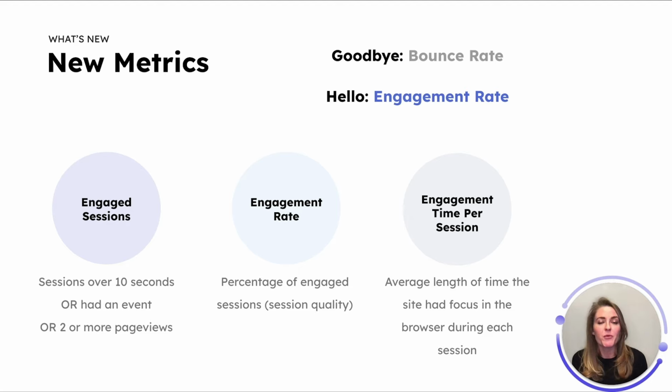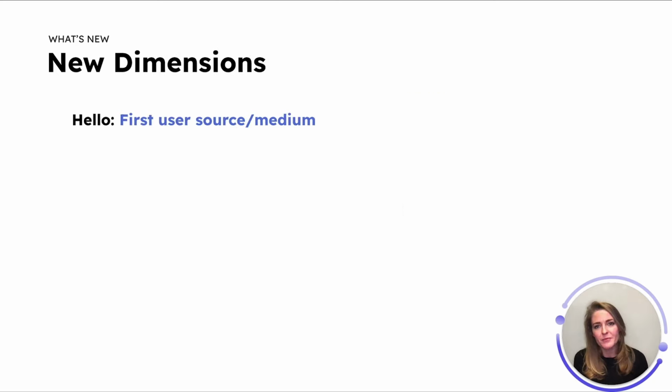So for example, if we're spending a lot on Facebook advertising, but we're not necessarily able to track back purchases to those ad clicks, we're still able to see the engagement rate and infer the quality of that traffic that we're investing in. We also have a new dimension called first user, source, and medium.